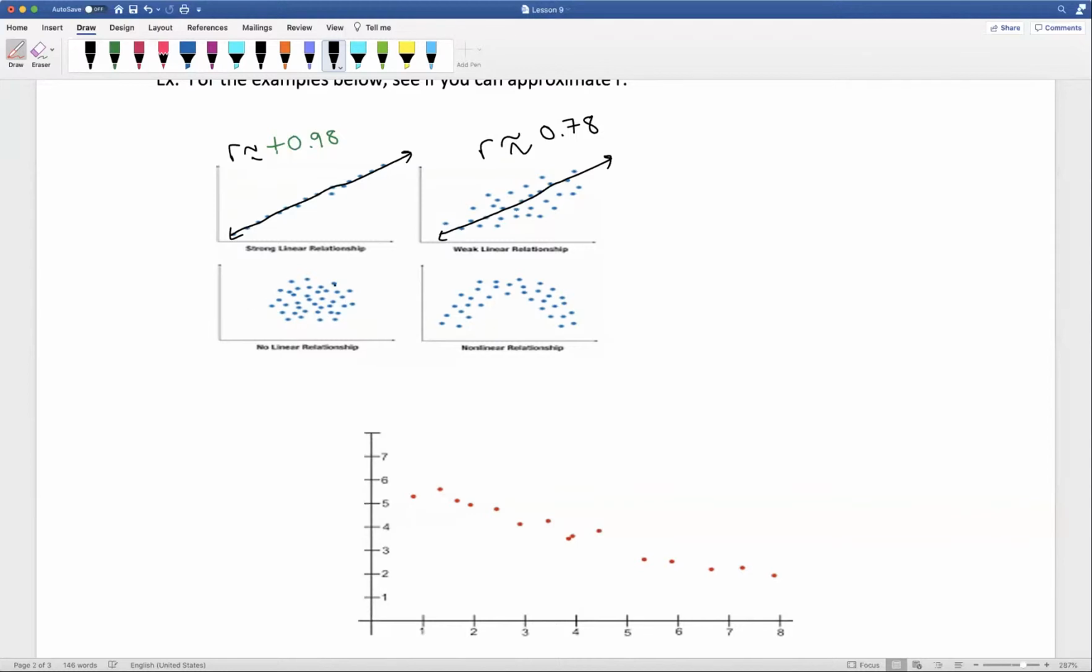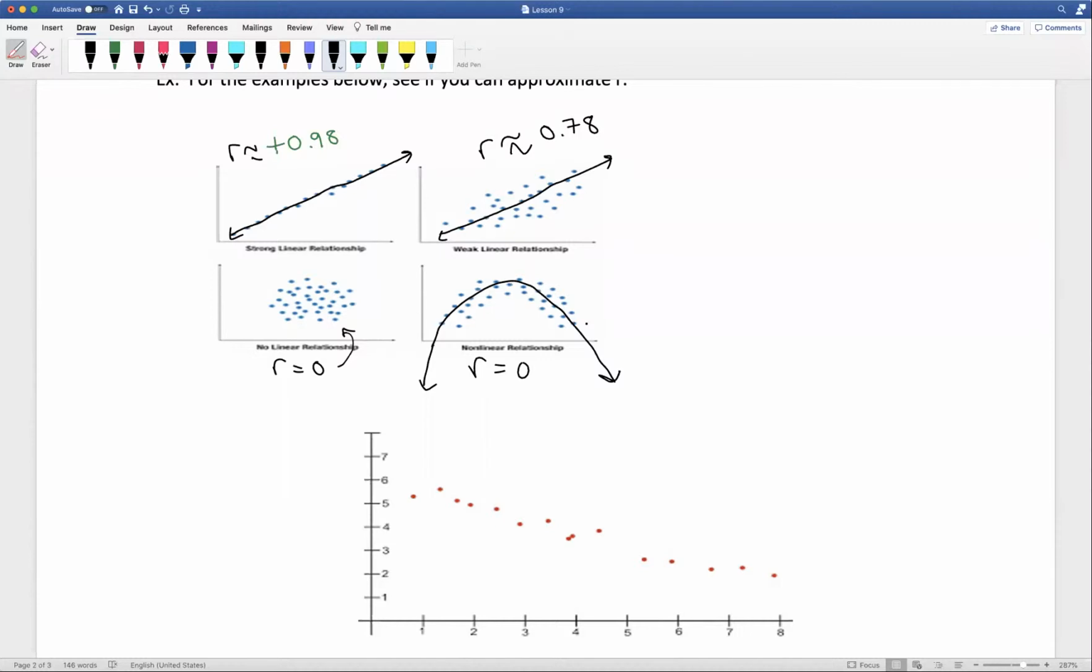None. If you take a look at this guy, it looks like a cloud. You can't tell, is the cloud going up? Is the cloud going down? So a good approximation for the linear correlation coefficient here would be 0. Same thing with this guy. You would be more likely to use a parabola to model these ordered pairs over here than a line. It's not at all linear.